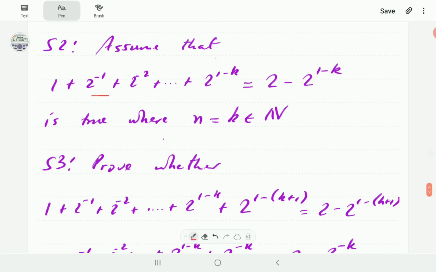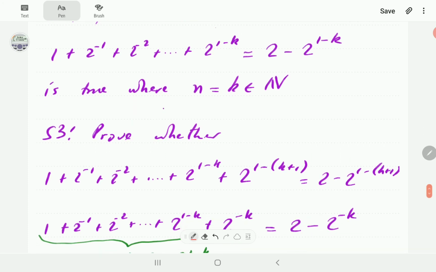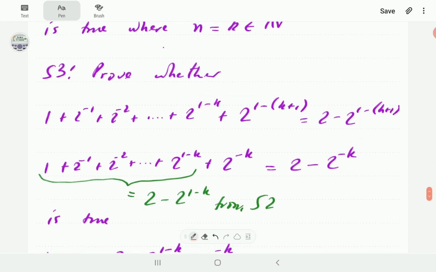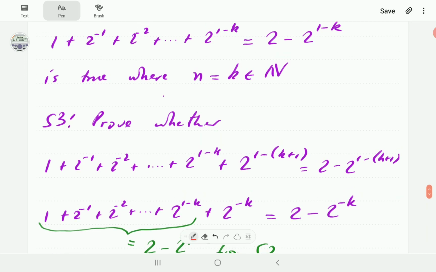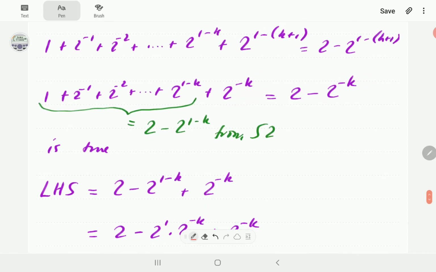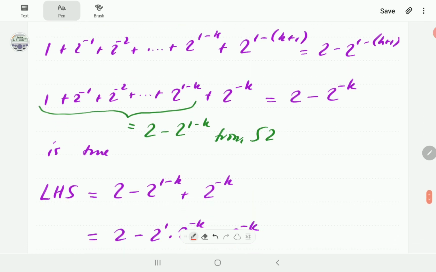Then we assume that when n is equal to k, this formula will still be true. Now for the next bigger integer, k plus 1, we have all these terms up to this term here. Then for the next term, where there is k, we plug in k plus 1. If we simplify that, it's just going to be 2 to the power minus k. So I want to prove whether that is true.